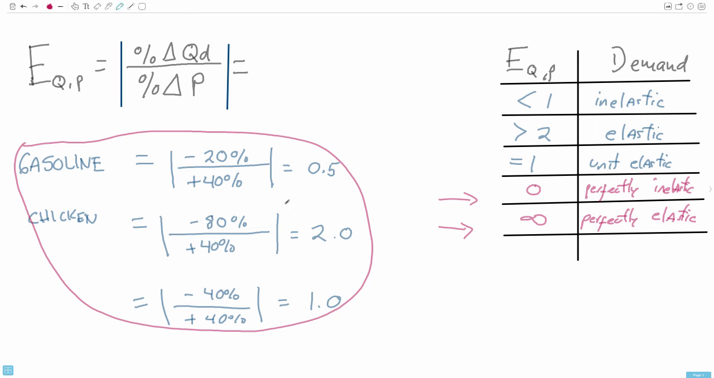So, don't forget the absolute value so that you only have positive numbers. Remember, this simplifies the analysis a lot by looking at tables like this.